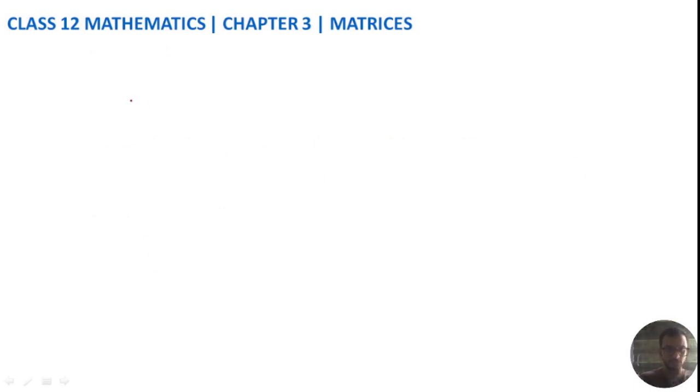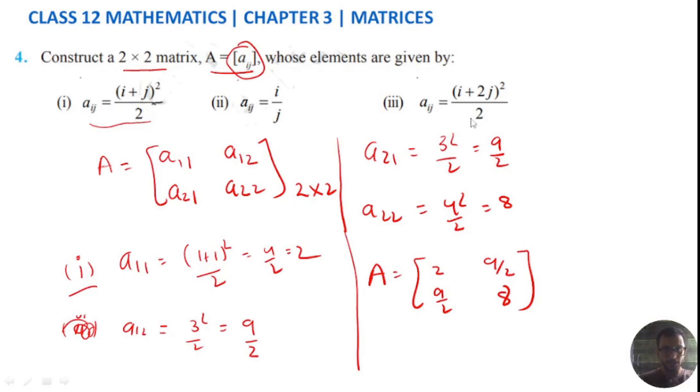So next is Aij is (i plus 2j) whole square divided by 2. Will you try doing this? As I had told you, I did two parts of this question. Can you do one part of this question? You do it. If you get any doubt, tell me in the comment section. I will resolve that in the next video. But you should try it. Surely I will help you if you are not able to do it.